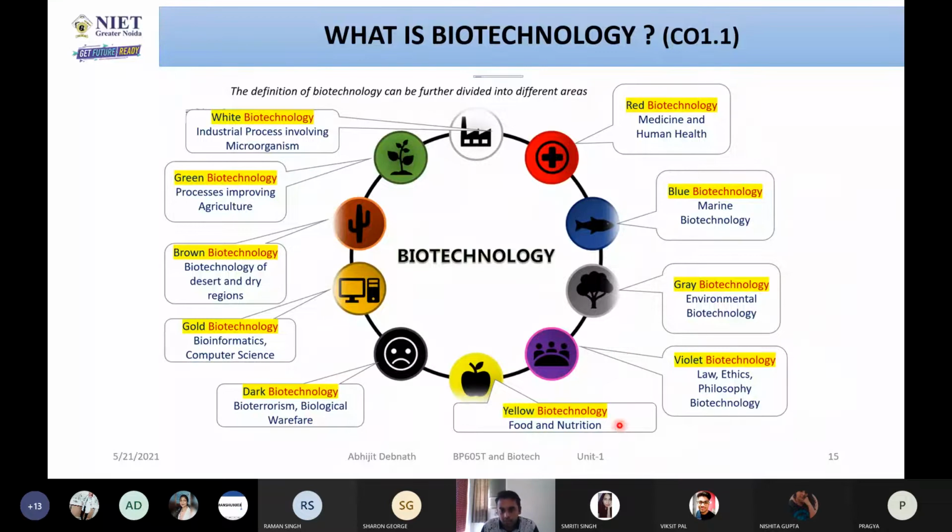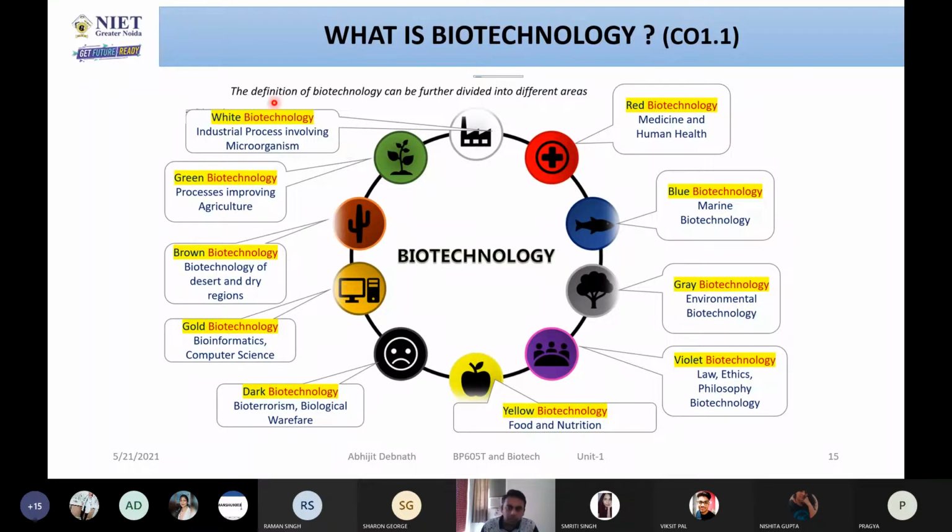These are the colors of our biotechnology. You can segment biotechnology in various color codes. Red is related to medicine, blue is related to marine, gray is related to environment biotechnology, violet is related to law and ethics, yellow is related to food and nutrition, dark is related to bioterrorism, gold is related to bioinformatics, and brown is related to desert and dry regions. Green is related to agriculture, and white is related to industrial processes and microorganisms.